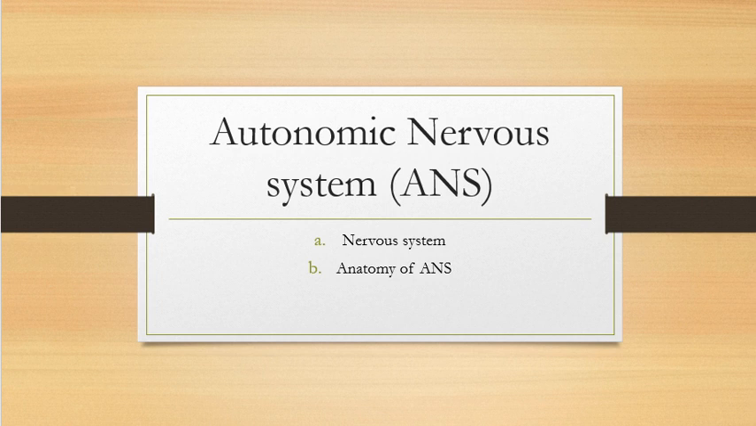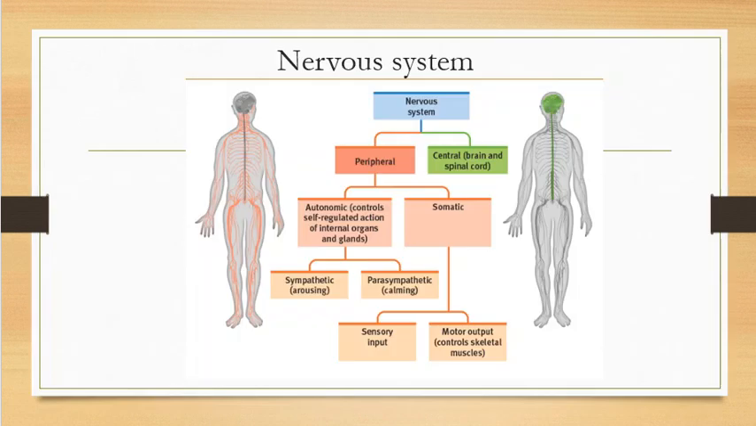So, moving to our next slide. First, let's discuss the classification of the nervous system. The nervous system is composed of two parts. Number one is the central nervous system, which is composed of the brain and spinal cord, while the second one is the peripheral.